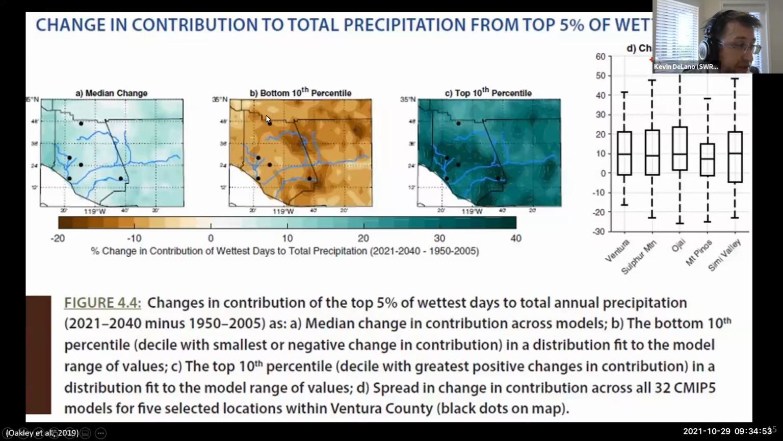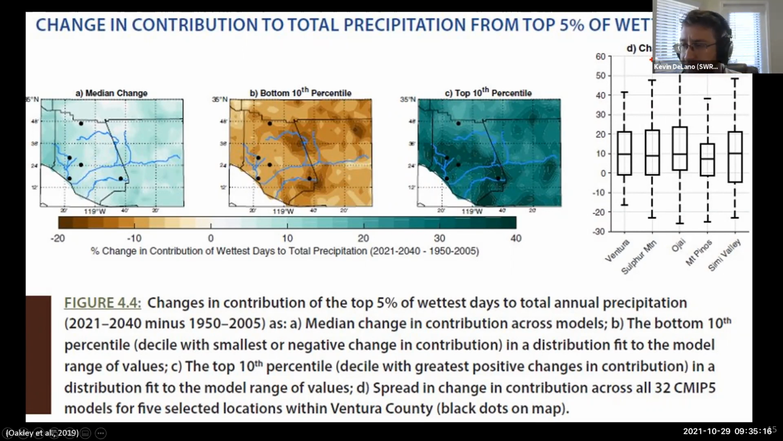So we're looking at the wettest days contributing more rain, and then this middle map with all the brown on it shows that the bottom 10th percentile of the top 5% wettest days are actually going to contribute even less rain. It's kind of confusing because the authors plotted the top 10th percentile and the bottom 10th percentile of the top 5% wettest days. So just think of it as the top 5% wettest days, broken out into which of those days will get wetter, which will get drier.